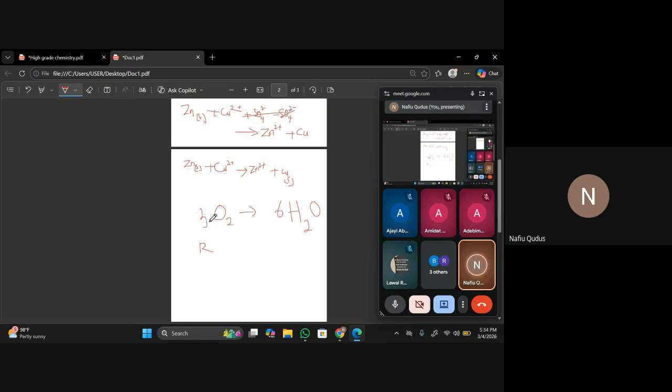Are we together? So it means that oxygen has been balanced here. We have 6 oxygen atoms here, and we also have 6 oxygen atoms here. Are we together? This hydrogen at this side, we have hydrogen atoms, which is 6 hydrogen atoms. How many hydrogen atoms do we have here altogether?